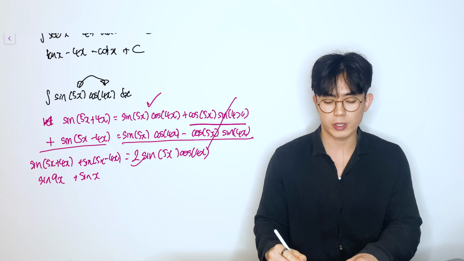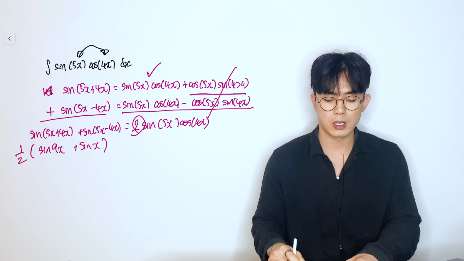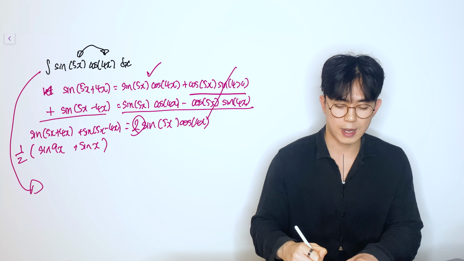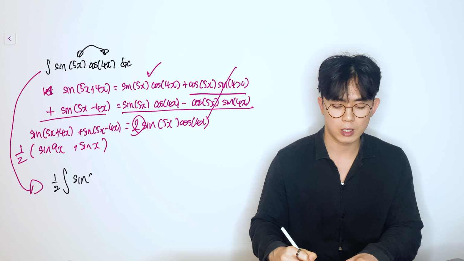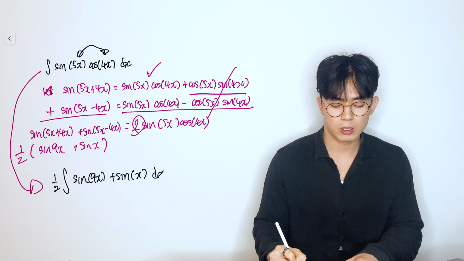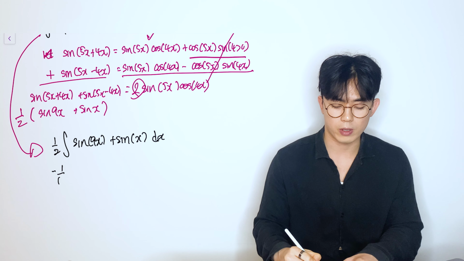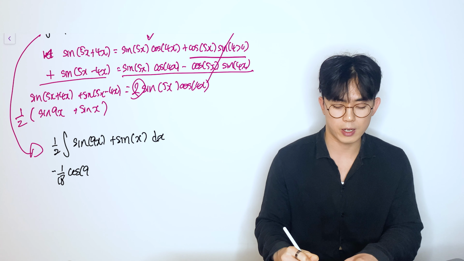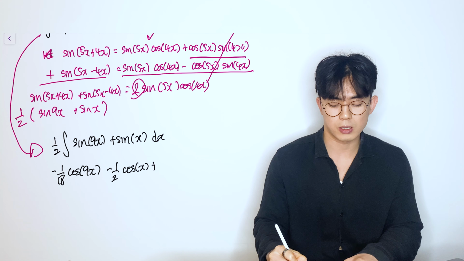But because we want to get rid of this 2 as well, I should divide it all by 2, so 1 over 2. So that means this original integral, I can rewrite it as 1 over 2 integrating sine 9x plus sine x, which is now simple for us to integrate, right? So this is going to be negative 1 over 18 cos 9x minus 1 over 2 cos x plus c.